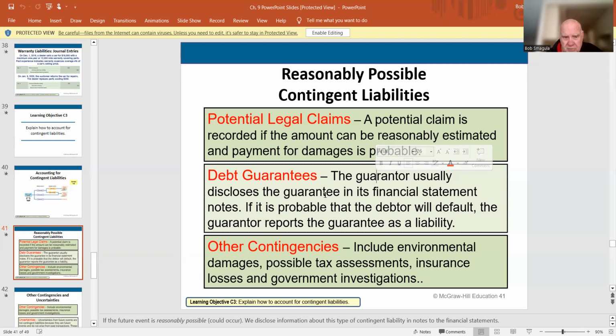Debt guarantees. The guarantor usually discloses the guarantee in the financial statement. If it's probable that the debtor will default, the guarantor reports the guarantee as a liability. Other contingencies: environmental damage, that's a big one. Tax assessments, insurance losses, government investigations. You have a factory somewhere, and the EPA, the Environmental Protection Agency, comes in, and they see that you're spilling harmful chemicals. Well, that's a lawsuit you're probably going to lose, and that would be a different type of contingency, okay?